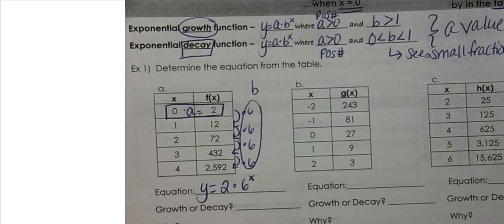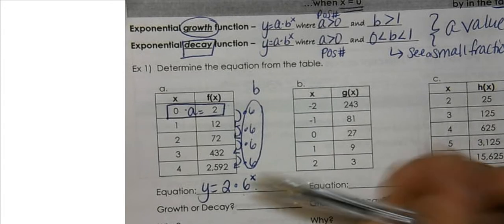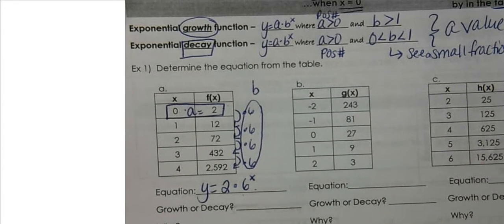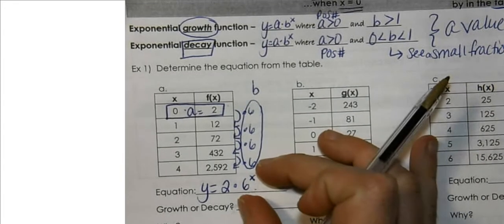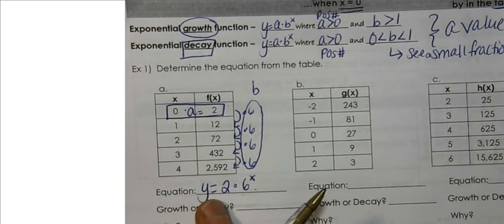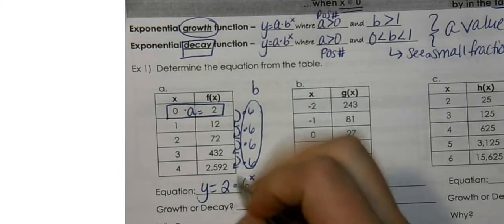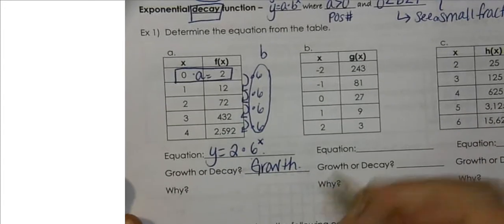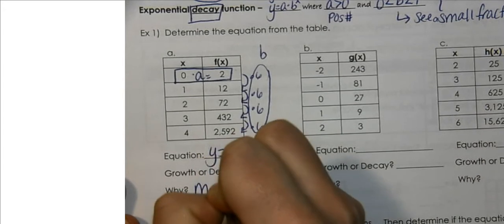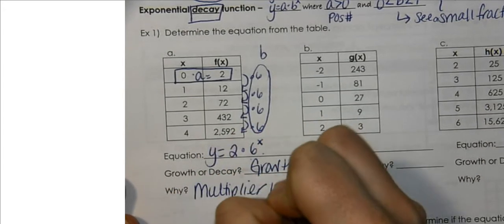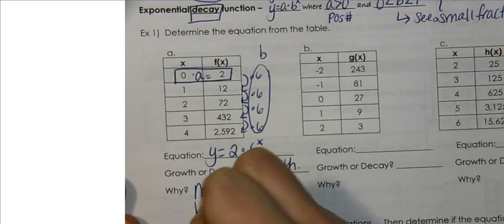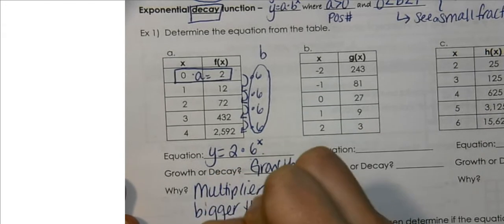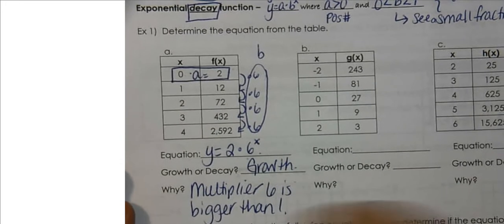But unfortunately, we are sophisticated Algebra 2 with trig students. We know the order of operations say you have to take care of exponents first. And since we can't take care of exponents, we keep the power separated from our a value. This is an exponential growth function. And the reason why this is a growth function is because simply the multiplier of 6 is bigger than 1. That's what makes this exponential growth.